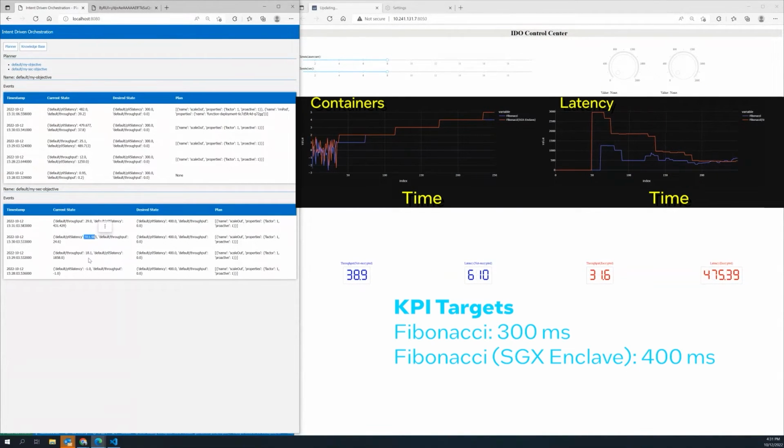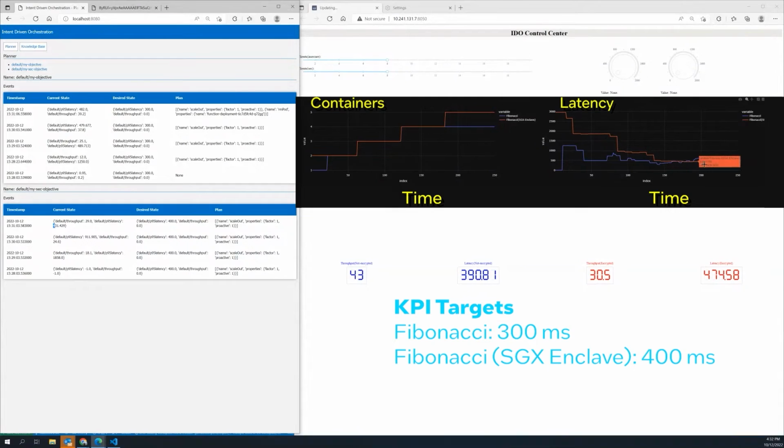On the right-hand side, we see two plots. The first one on the left is the number of containers for a given time step. We can see that our encrypted workload, shown with the red line, reached 5 containers, and the latency got very close to our target of 400 milliseconds. On the right side, we have the latency plot. Over time, the latencies are starting to converge to our targets.